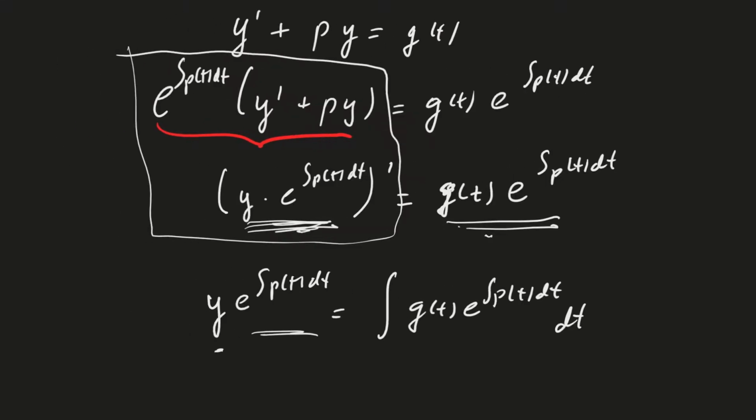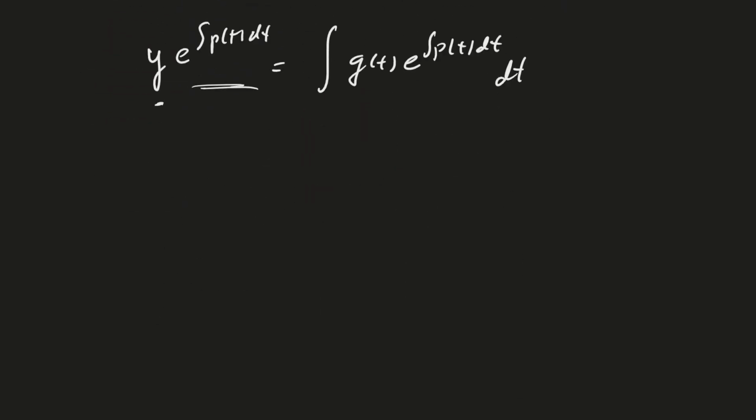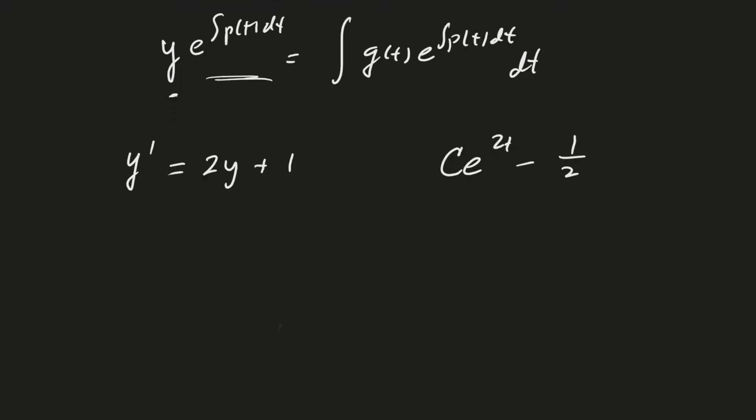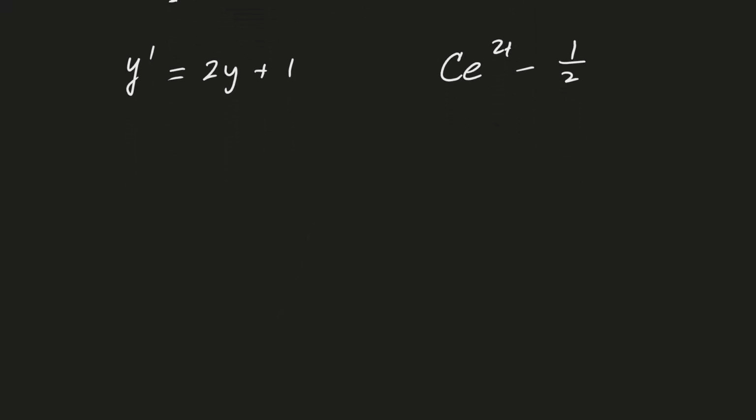Let's go with maybe an easier one first. How about just y prime equals 2y plus 1? We already know how to solve that. Do you remember how to solve that? C e to the 2t minus b over a. Let's see if we get the same solution using our integrating factor technique.